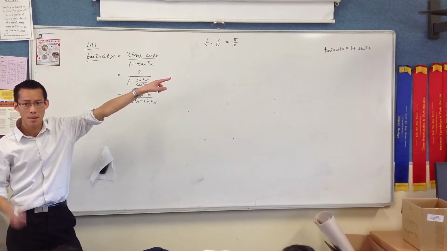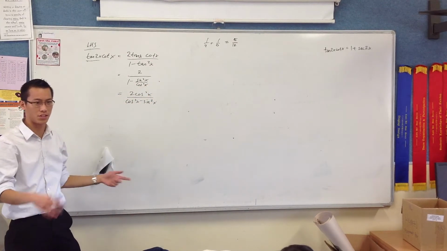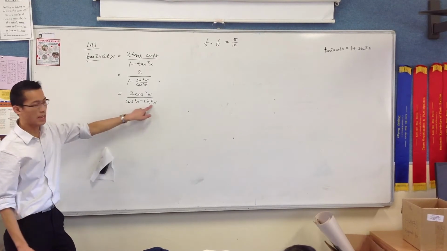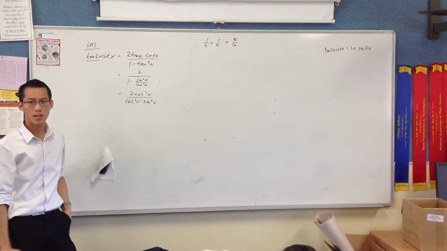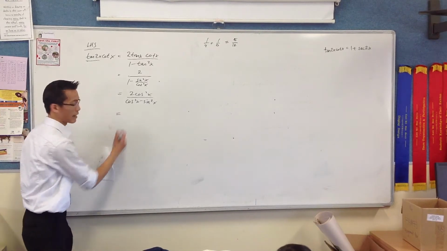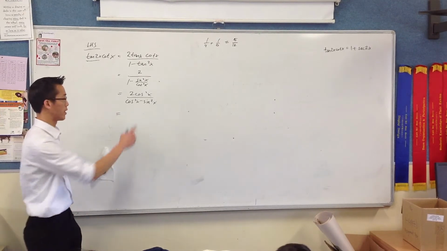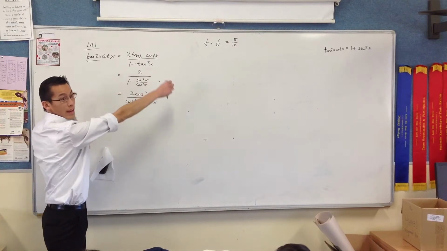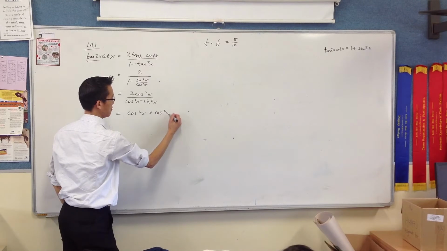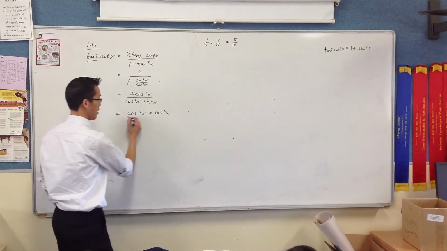Does that make sense? Again, that might not be so obvious until you've gone around in a few circles for a while. Okay, I'm going to keep that in mind. What do I do with the top? There are a few different ways to think about it, but here I think is the most obvious way. I'm going to take those two cos squareds and pull them apart. So cos squared x plus cos squared x.